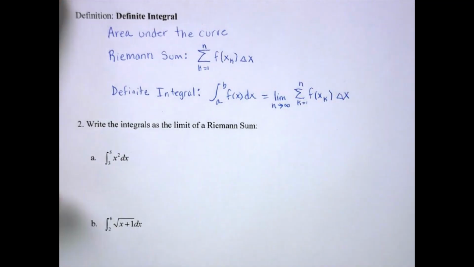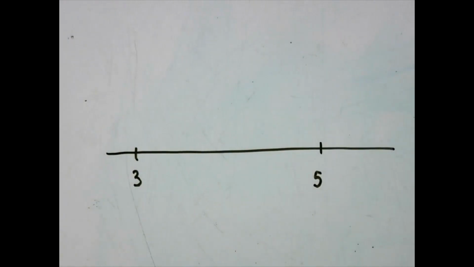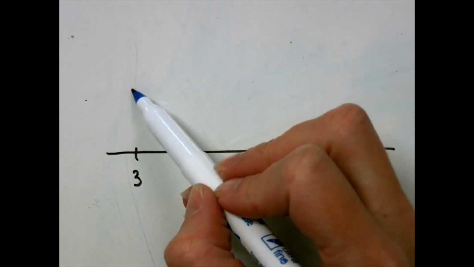And that is the definite integral. Okay, so we're going to write these integrals as the limit of a Riemann sum. So let me illustrate this out, and then we'll come back here. All right, so we have the integral from 3 to 5 of x squared. So I'm just going to draw a curve in here.